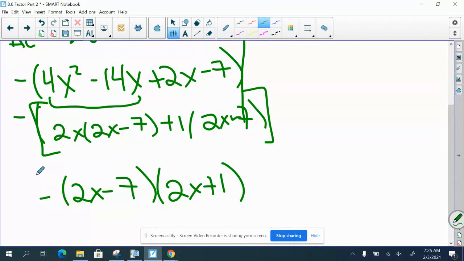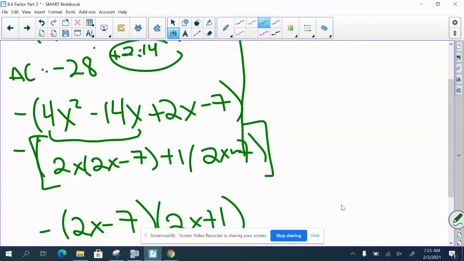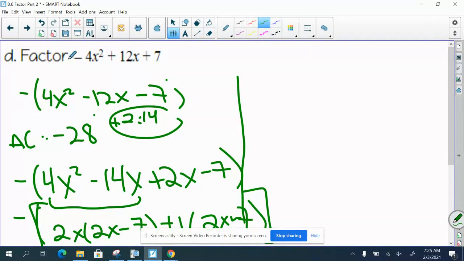All right, and then I'll show you one other way to do this question. What if, say, for example, you didn't factor out the negative? You could still do it fine. You would just have negative 4 times 7, negative 28.